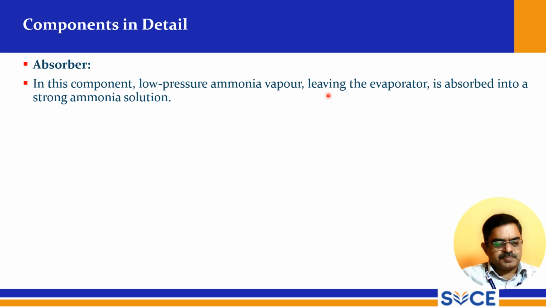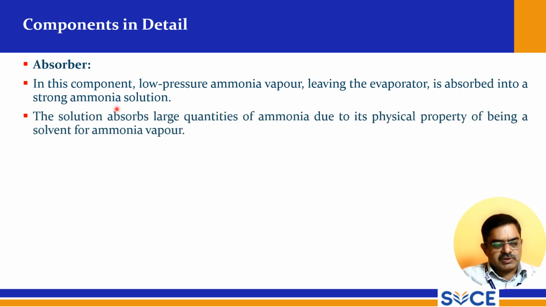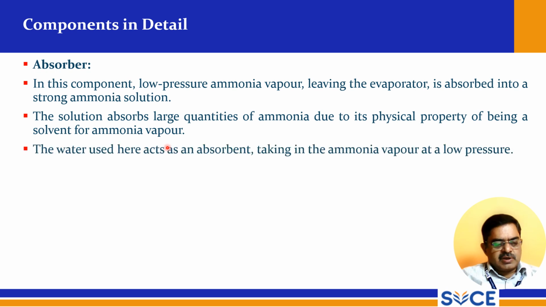The absorber. In this component, low pressure ammonia vapor leaving the evaporator is absorbed into strong ammonia solution. The solution absorbs large quantities of ammonia due to its physical property of being a solvent for ammonia vapor. The water used here acts as an absorbent, taking in the ammonia vapor at a low pressure. So in the absorber the ammonia vapor will be at low pressure only.